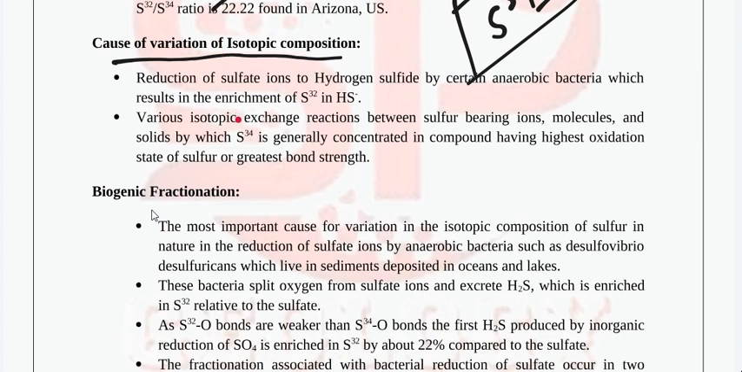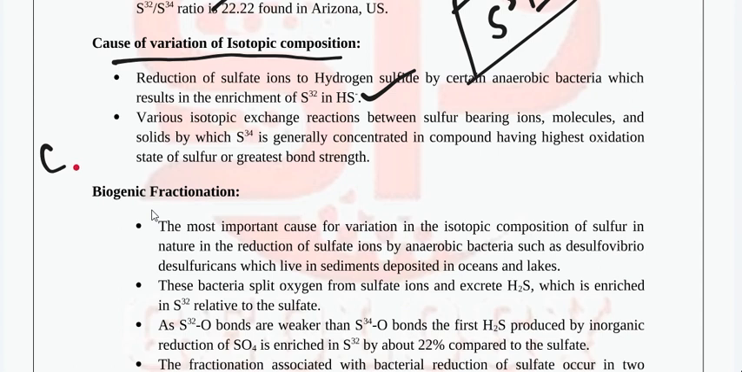So, causes of variation of isotopic composition: the reduction of sulfate ions to hydrogen sulfide by certain anaerobic bacteria, which results in the enrichment of S32 in H2S. What it said is why isotopic composition varies. We knew that in carbon, why isotopic composition varies.